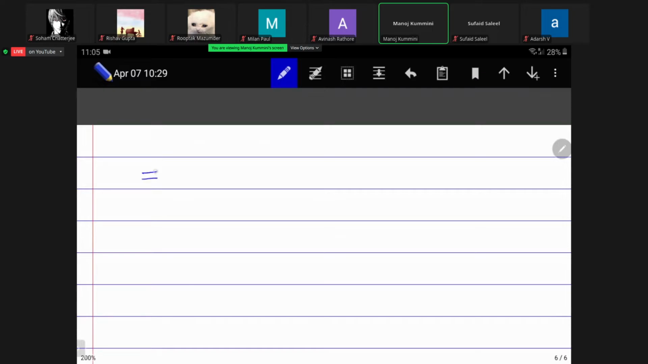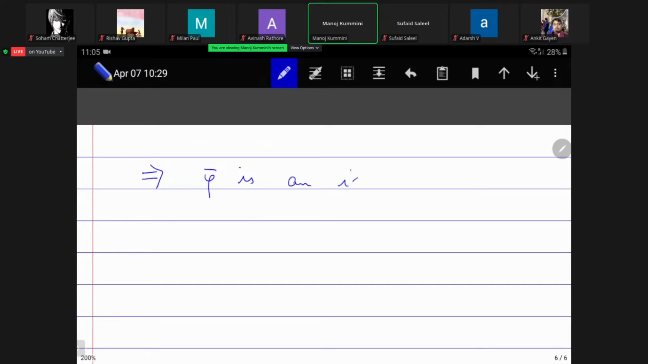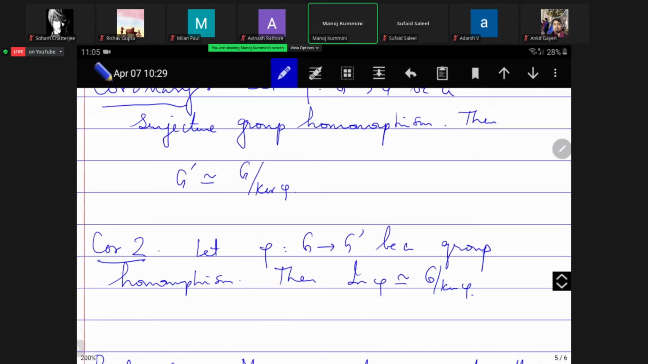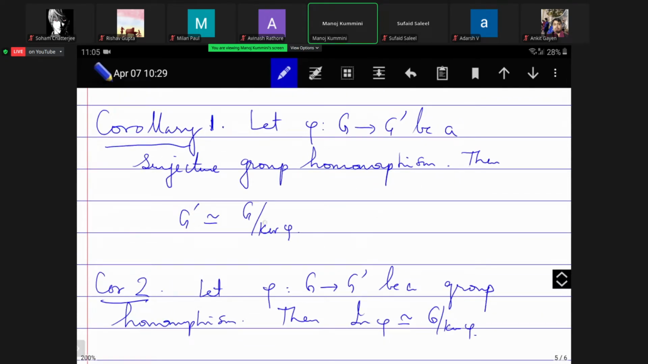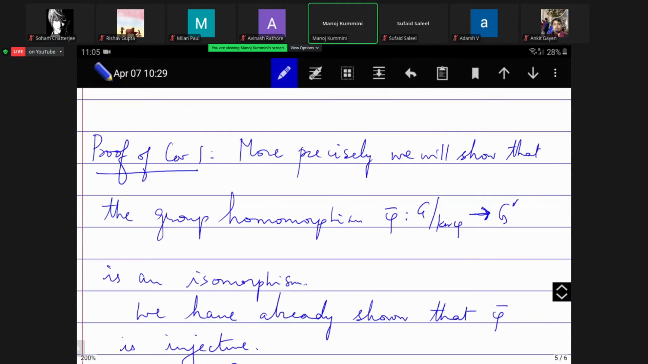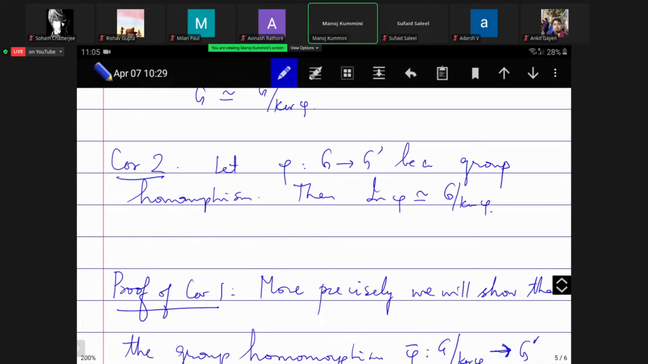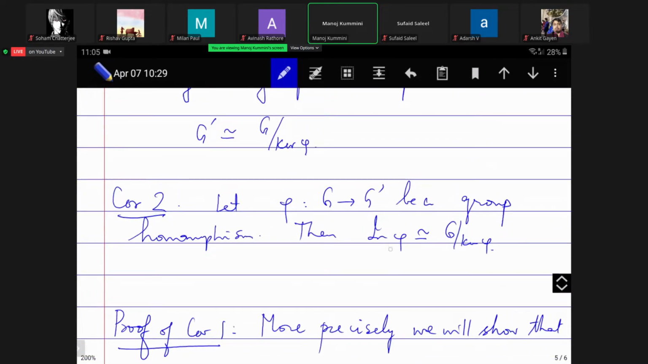Which implies that phi bar is an isomorphism. So although a priori, in the corollary, we only asserted that these two groups are isomorphic, in order to prove it, we need to exhibit a group homomorphism and show that it is an isomorphism, which is what we have done. We already had a natural group homomorphism. We just checked that it is an isomorphism.